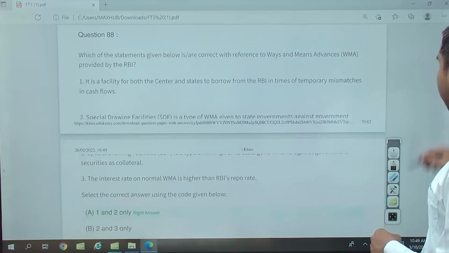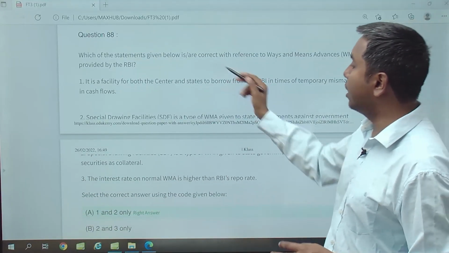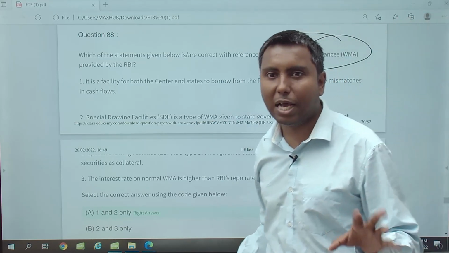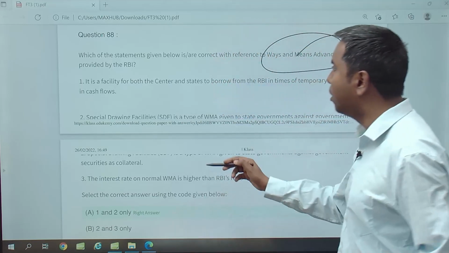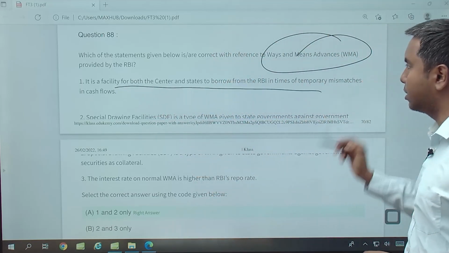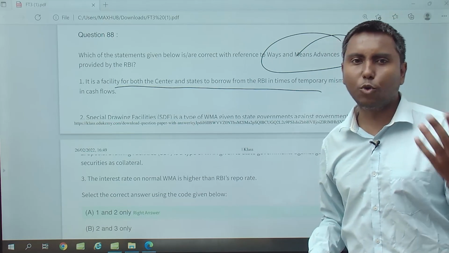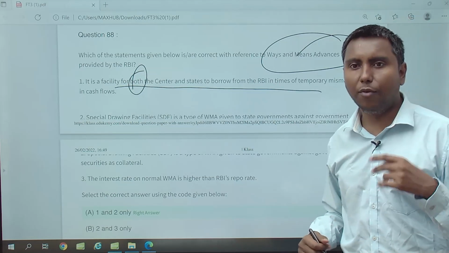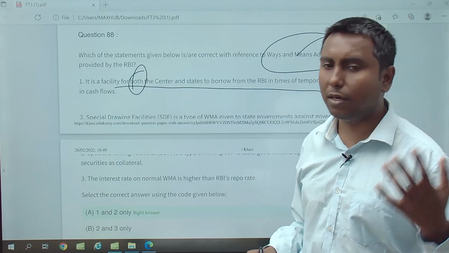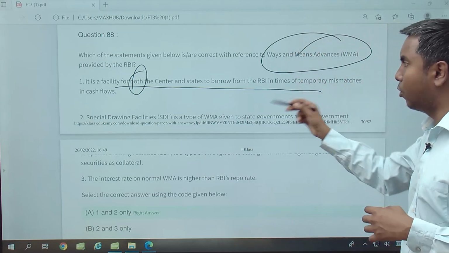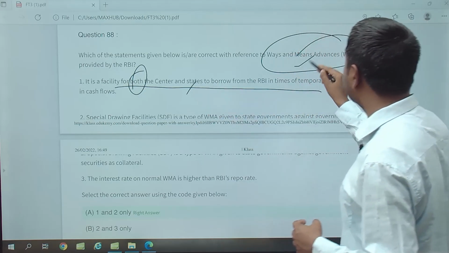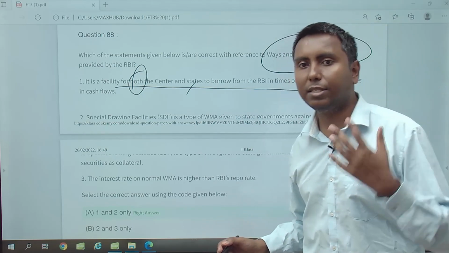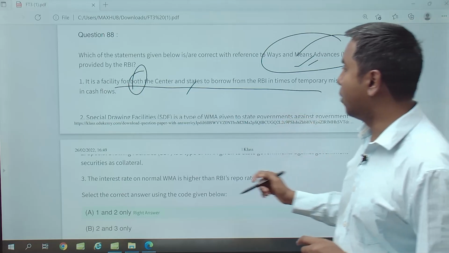And this is the last question of the economy section. Which of the following statements is correct with respect to ways and means advance? Anything related to RBI, these facts related to RBI are important for the exam. One: it is a facility for both Centre and state to borrow in terms of temporary mismatch in cash flow. Here, "both" may confuse a few people, but you know that RBI is banker to the governments. Anyway, ways and means advance is a very important concept. It helps Centre and state to tide over temporary problems.